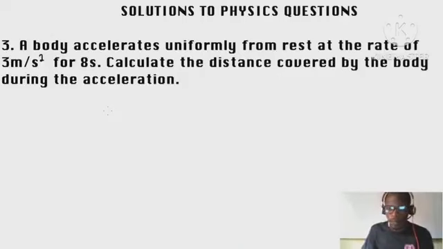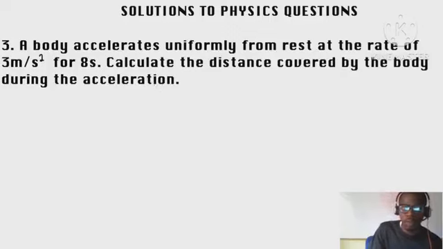Okay, for question number 3, we have this question that a body accelerates uniformly from rest at the rate of 3 meters per second squared for 8 seconds. Calculate the distance covered by the body during the acceleration.